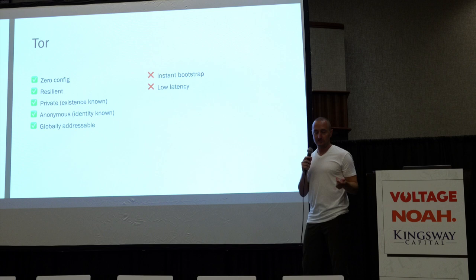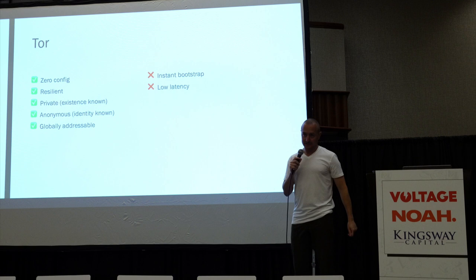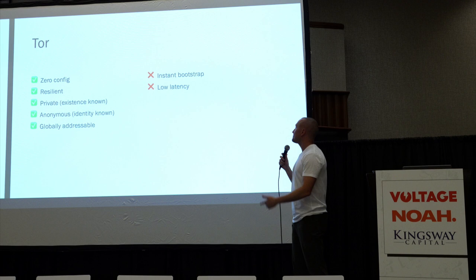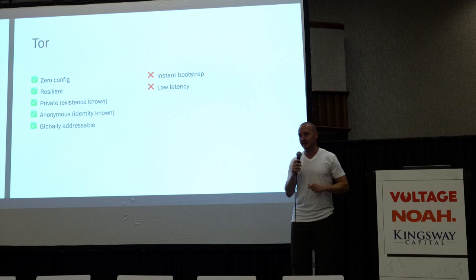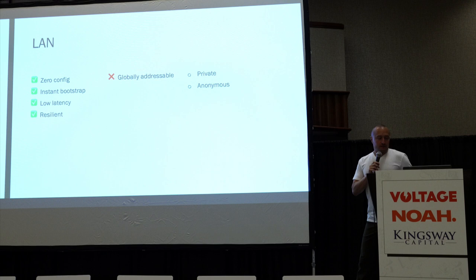Problem with Tor, and these are huge red X's, is it is not instant bootstrap and it is not low latency. Okay? Not only is it not instant bootstrap, it sometimes doesn't bootstrap at all. And once you are connected, it's still very slow. It feels like going back to the 1990s internet dial-up type of stuff, okay? It's very slow. So it's ultimately unacceptable for mass market use. It was a great way to start because it hit the things that matter most, but it sacrificed mass market acceptability. So we introduced LAN.